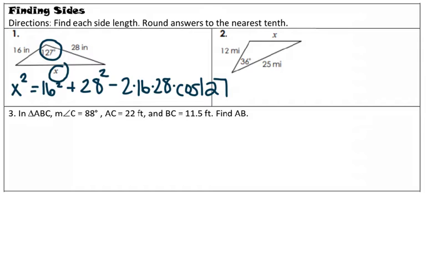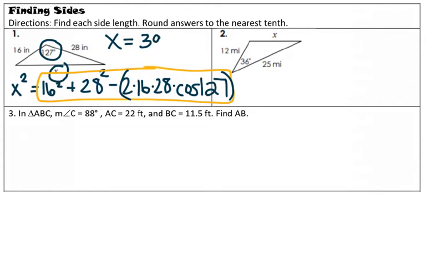You can switch the 16 and 28's positions, it doesn't matter. But if you're looking for x, then you have to use the cosine of 121 because that's the angle directly across from it. Now all I have to do is put all of this in my calculator and round to 1 decimal place. You can write it all at one time. I would put this part in parentheses just in case your calculator gives you an incorrect answer. So here's what you should get: x is equal to 39.7.